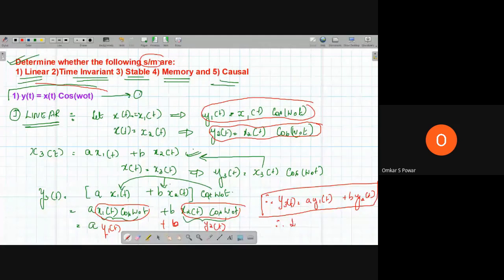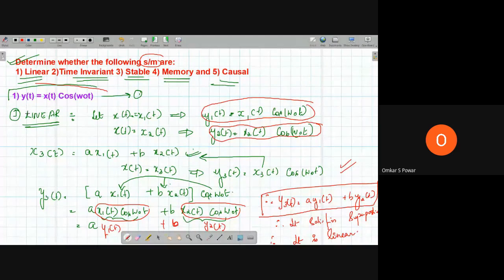So therefore, it satisfies the superposition theorem. Therefore, it is linear. Okay. So this is how you solve the problem for linearity.